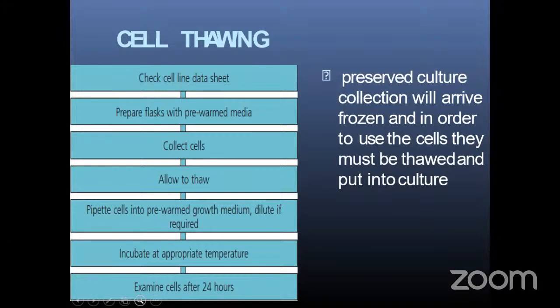Then you have to dilute it, and the cells should be added to the pre-warmed media, and we have to examine the cells at the appropriate temperature. You cannot just add the cells directly and wait for them to grow, because we don't know whether the cells are alive or dead. We have to first examine the cells for 24 hours, and only then plan the experiments. First you have to check the cells.